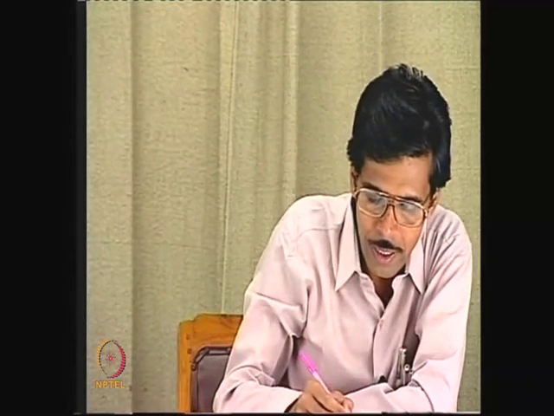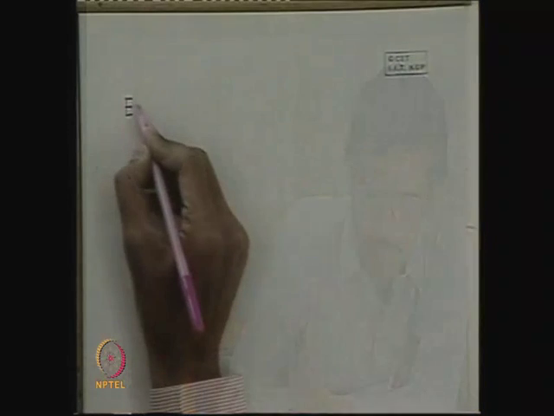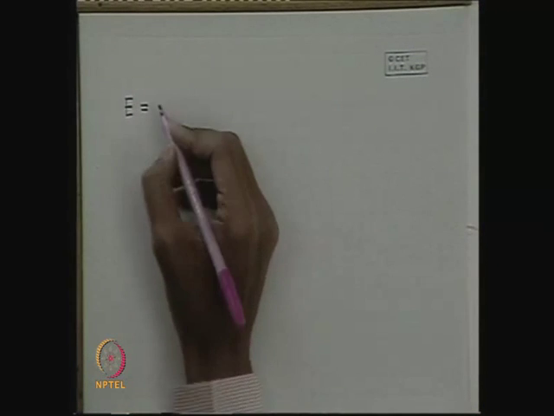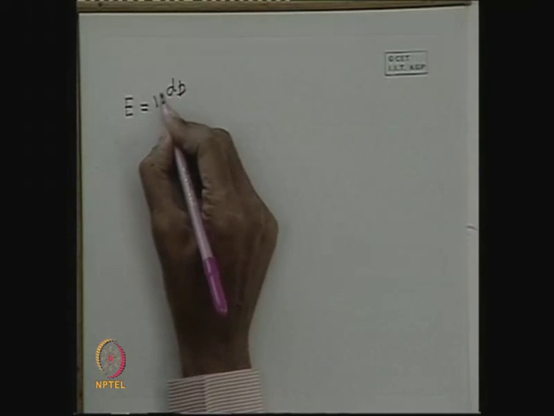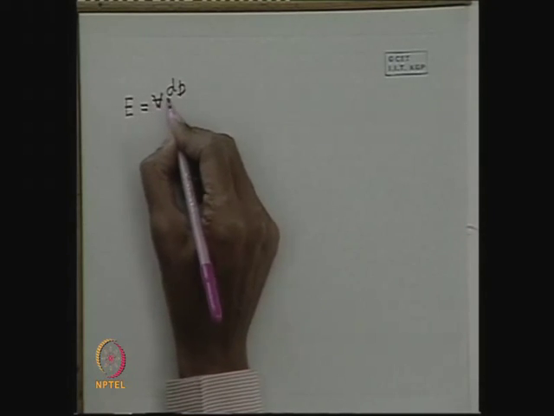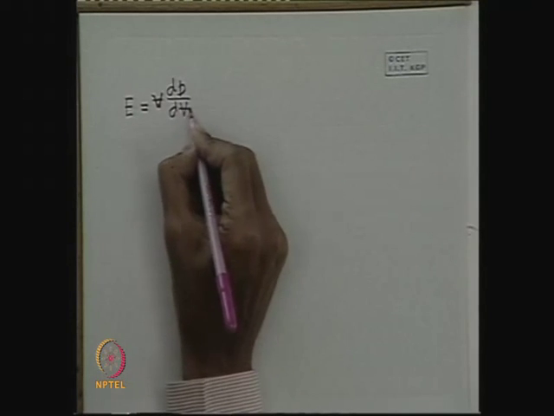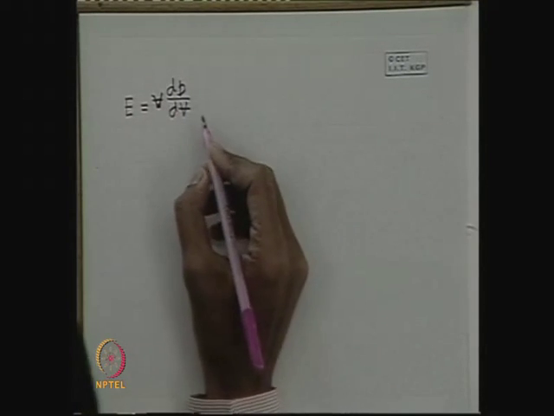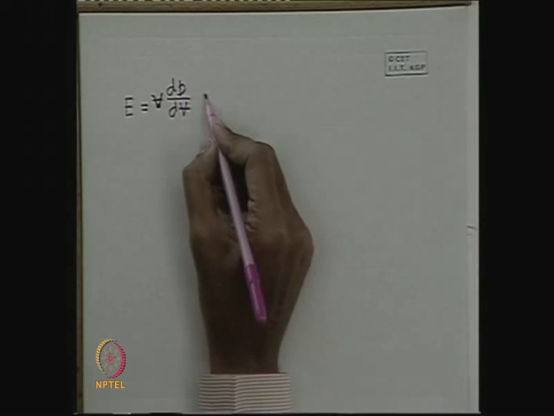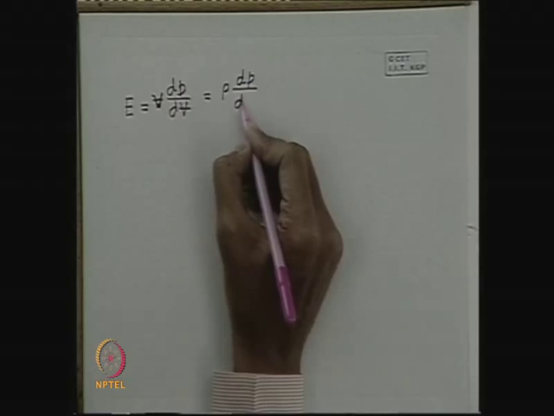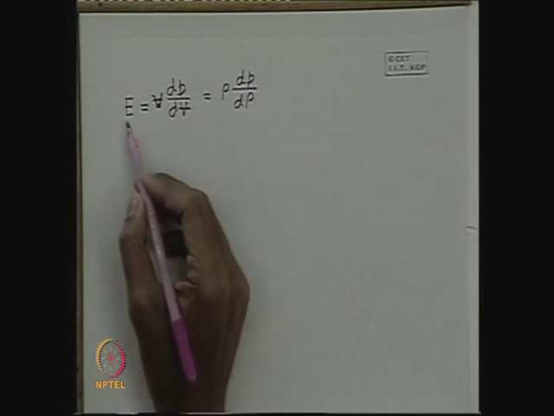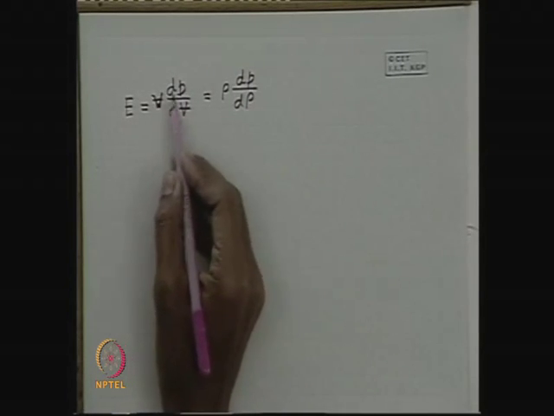Now, if we look at the definition of elasticity, the characteristic parameter for the compressibility of a fluid, we will see the way it is defined. The bulk modulus of elasticity is defined like this: E is equal to dP into V by dV, where the V with a cut I use to represent the volume to distinguish it from the velocity, or is equal to rho dP by d rho. So, the bulk modulus of elasticity is defined this way.